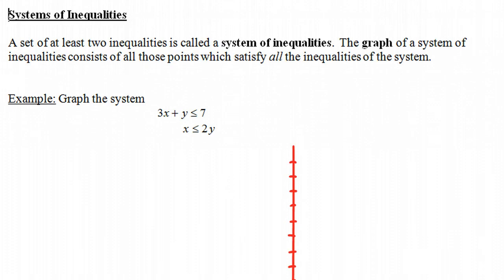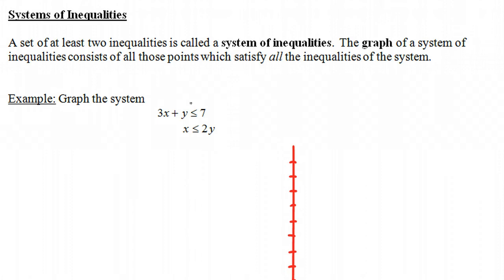In this video, we're going to talk about systems of inequalities. Now, a set of at least two inequalities is called a system of inequalities. And the graph of a system of inequalities consists of all those points that satisfy all of the inequalities in the system.